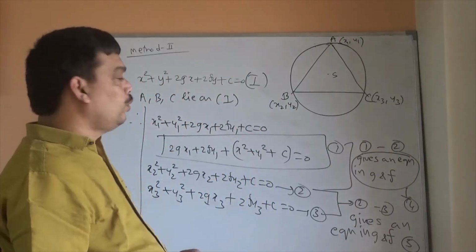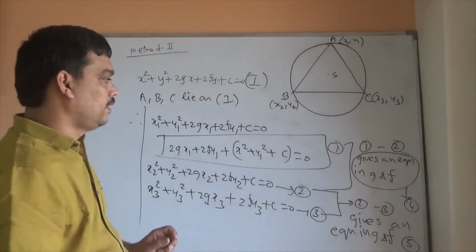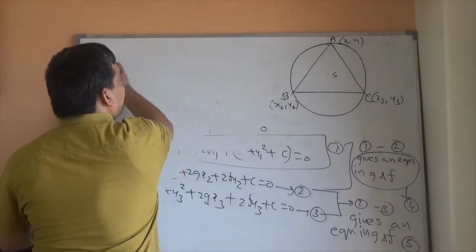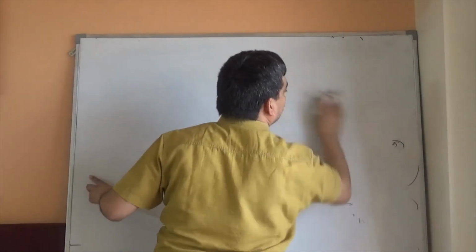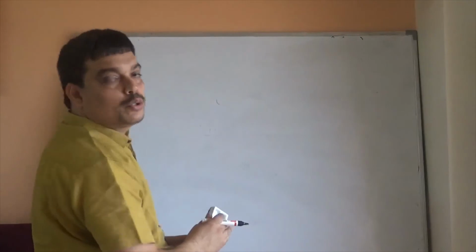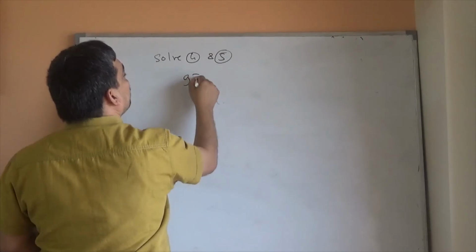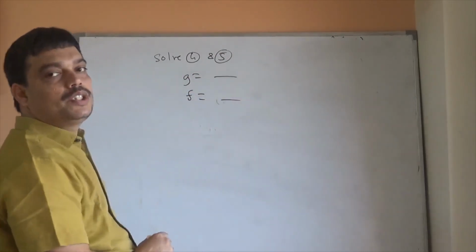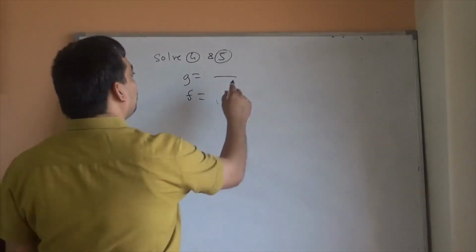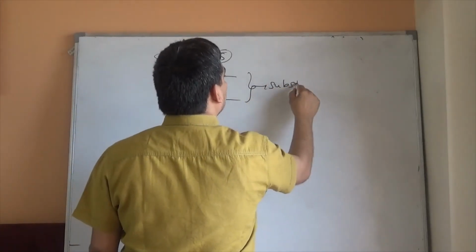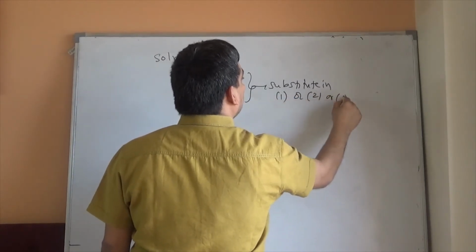And after that, what do we need to do? We just have to substitute back the values of g and f in one of these equations to find the value of c. So what are we supposed to do now? We will be solving equation 4 and equation 5 to get the value of g and the value of f. And put this g and f in either the first, second or third equation and get the value of c. You can substitute in equation 1 or 2 or 3 to get the c value.